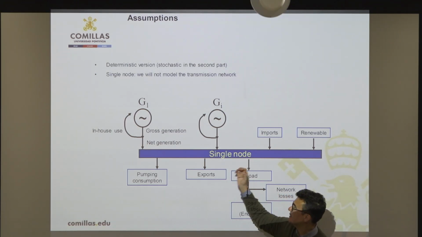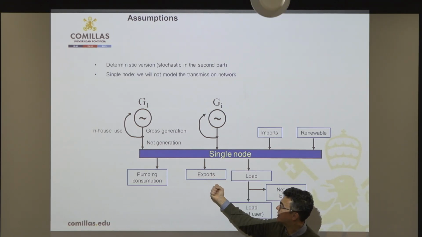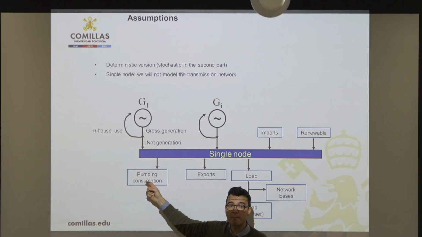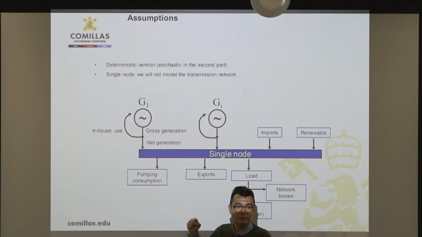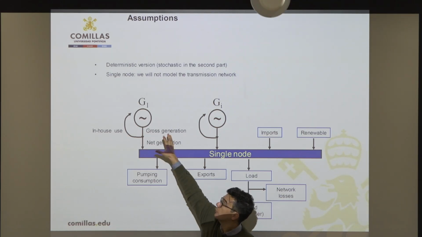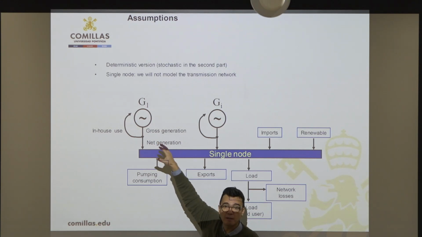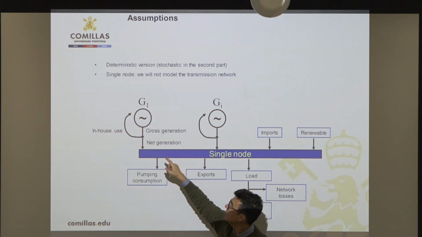Also, if we are in a system that is exporting, this is an extra demand, and if we have pumped storage power plants, well, we are extracting power from this single node, right? It's a consumption, it's demand of power. Who is injecting power? The generators, okay? Either thermal, hydro generators, nuclear, or renewables.